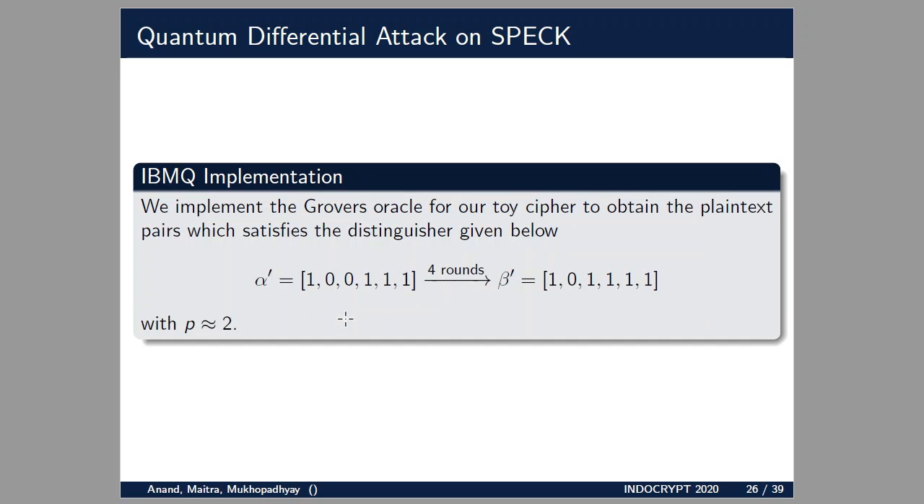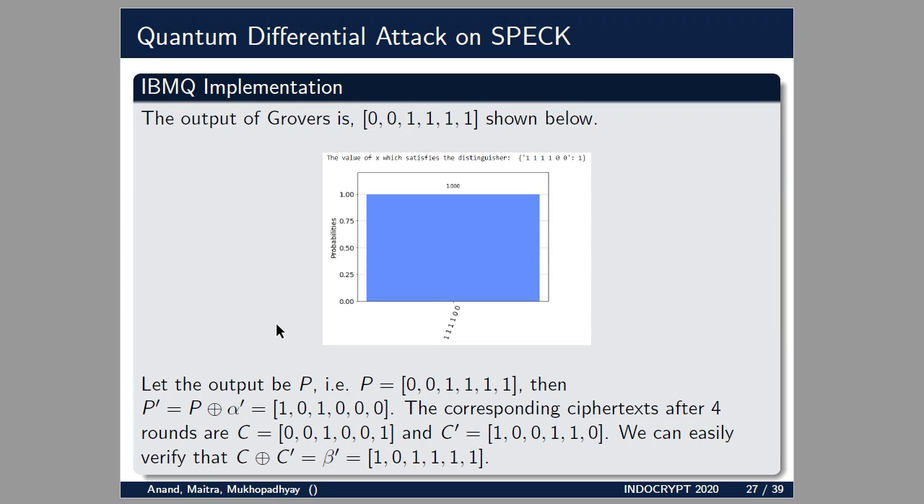So we implement this Grover's oracle for our toy cipher to obtain the plaintext pair which satisfies this distinguisher given here, for 4 rounds with p equal to 2, and we obtain this. So let this output be P, so it is 0 0 1 1 1. Then P dash equal to P XOR alpha dash will be this much. The corresponding ciphertexts after 4 rounds are this, and we can easily verify that C XOR C dash is equal to beta dash, which proves that the output of this Grover's is correct.